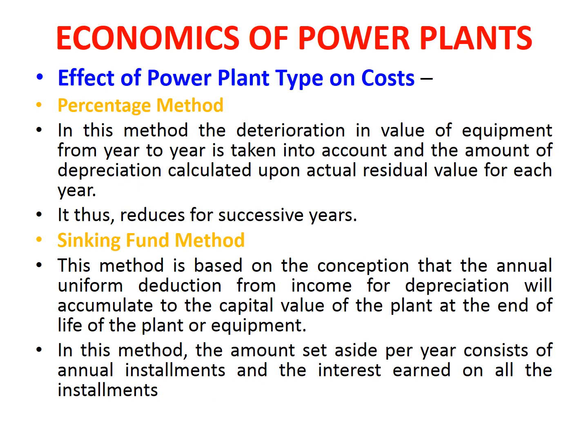Then second is the percentage method. In this method, the deterioration in value of equipment from year to year is taken into account and the amount of depreciation is calculated upon the actual residual value for each year. Therefore it reduces for successive years. So in this percentage method, the year by year account of the life of the equipment is kept, and therefore in every year this depreciation cost is reduced.